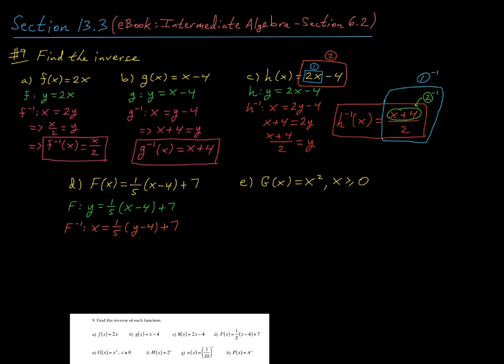So let's now go ahead and subtract 7 from both sides. And I have that. Now I could distribute the 1/5, but actually a little simpler, I'm going to multiply both sides by 5.